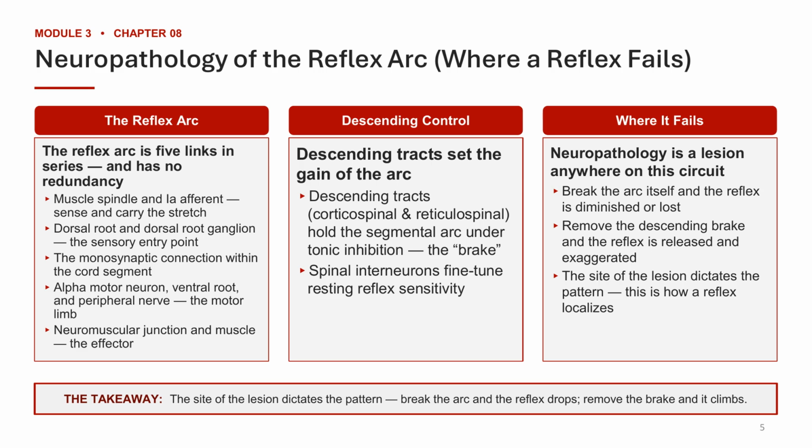The dorsal root and dorsal root ganglion are the sensory entry point into the cord. Within the segment, there is a single synapse, one, not many. The alpha motor neuron, ventral root, and peripheral nerve form the motor limb, and the neuromuscular junction and muscle are the effector. Series wiring with no redundancy has a clinical consequence I want you to say out loud.